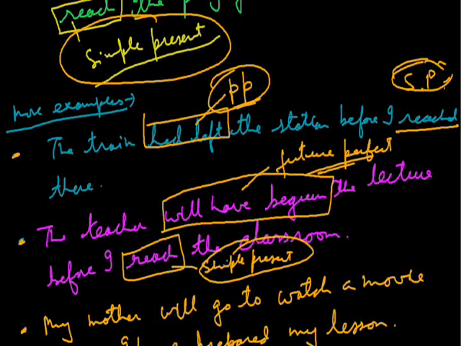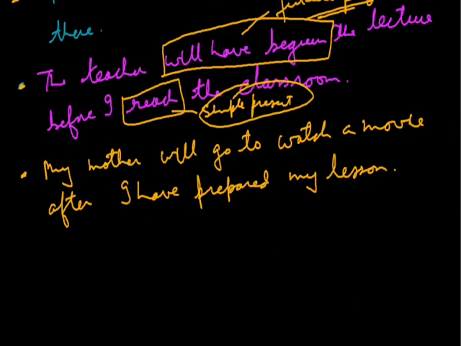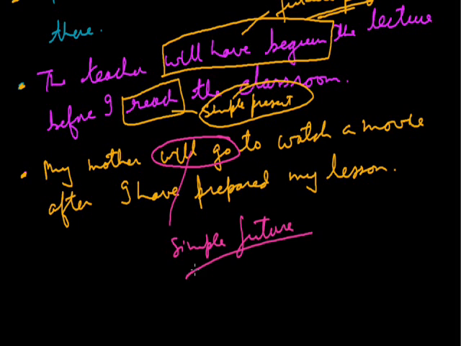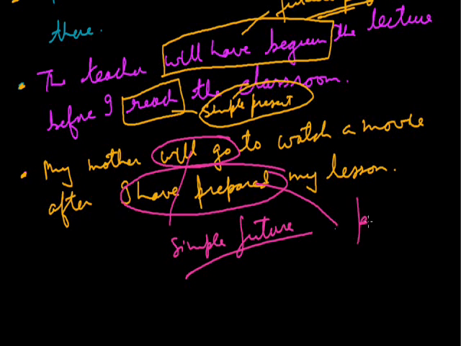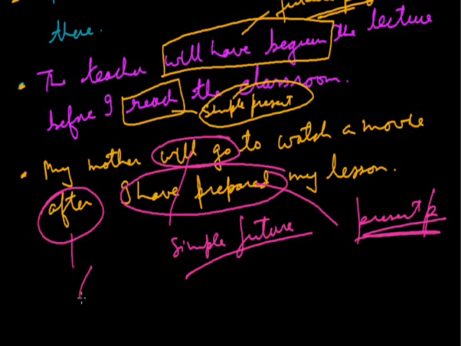Coming on the third example, and that was my mother will go to watch a movie after I have prepared my lesson. Now in this one, will go is in simple future form and have prepared is in present perfect form joined by a connector. Over here before was a connector. Now my mother will go to watch a movie. We have used a simple future tense over here. That means she will go. And when she will go?